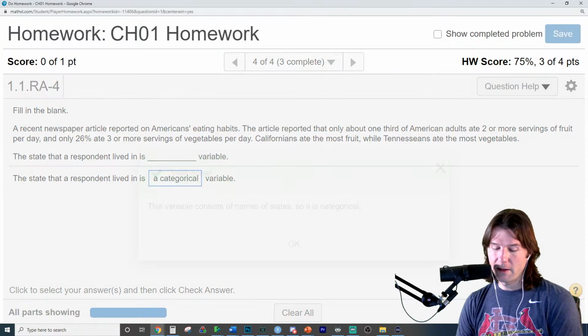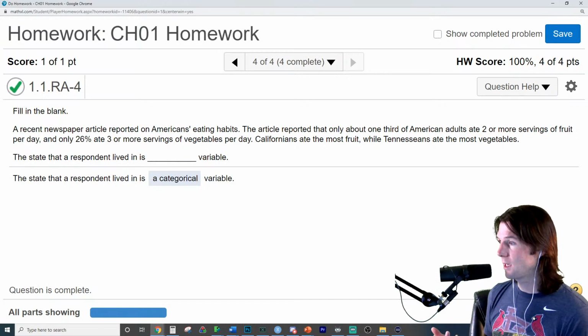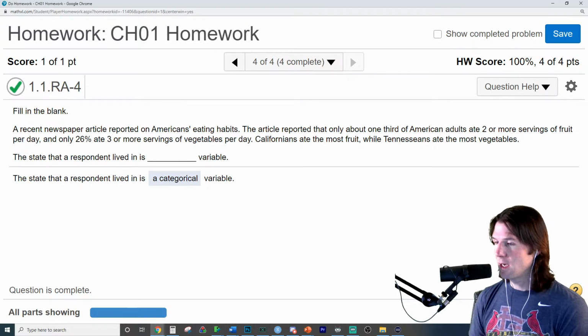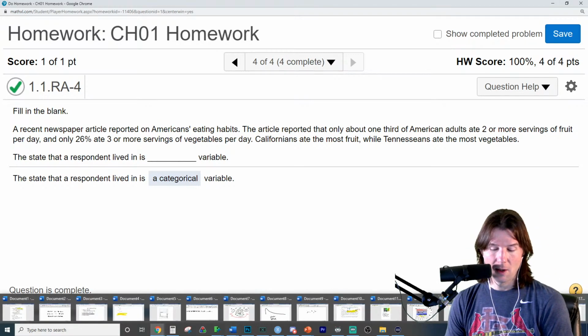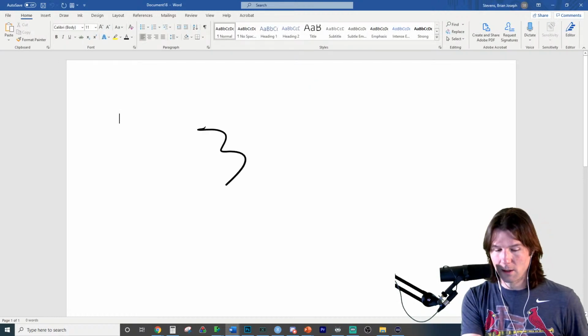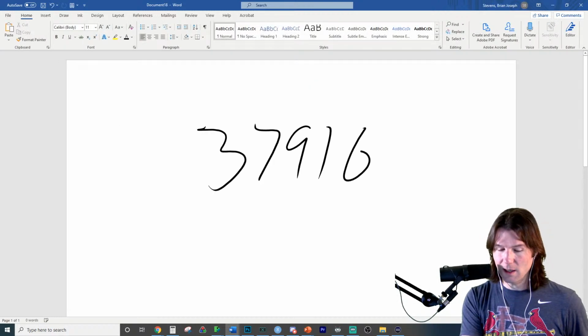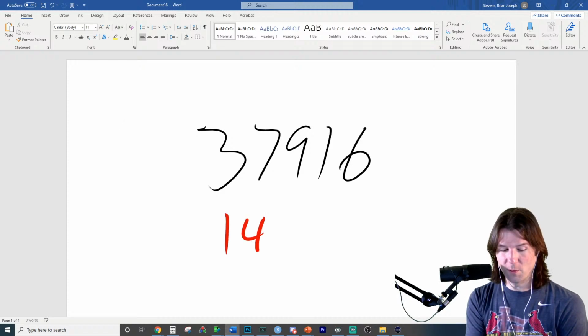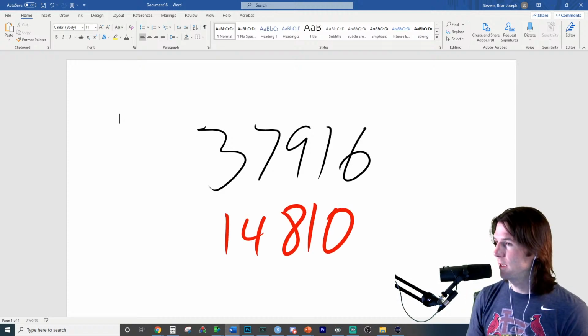Boom. Categorical. And that's just a good way to practice: it's categorical because I have to say, what state are you born in? I'm not going to say, how much is your state? And that's why when you see things like zip code, we have zip codes right here, 37916, and what's that one? 14810, magic color change pen.